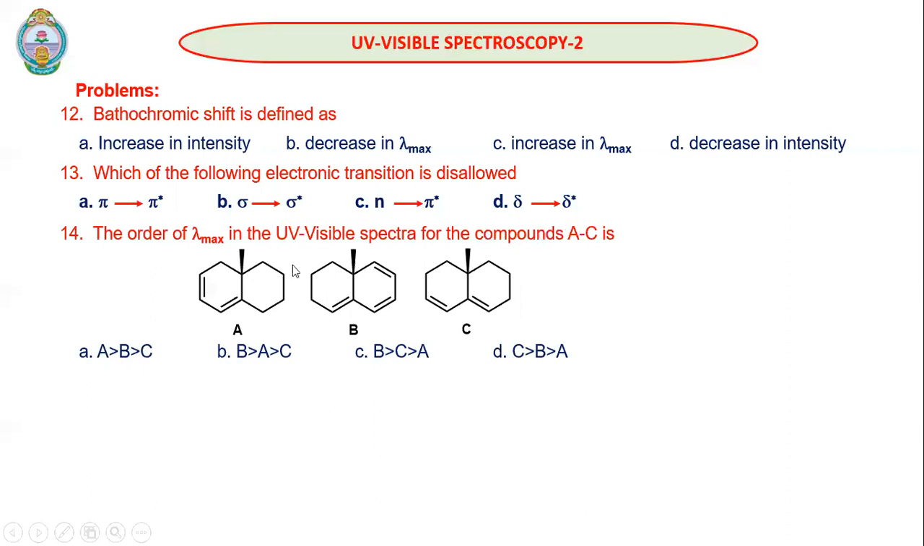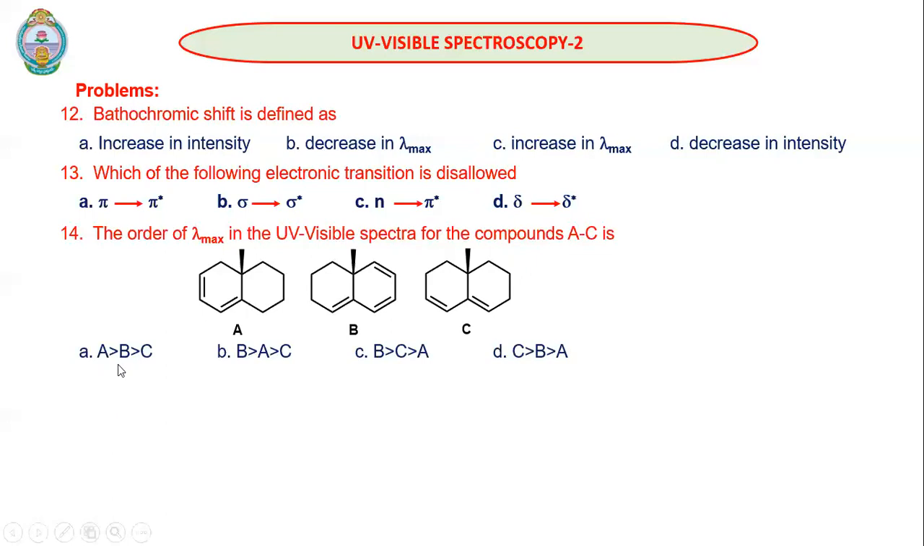Now compare the UV-visible absorption energies of these three compounds. It is very simple. We don't need to calculate all these values. See, this is a cisoid. This is again a cisoid. This is a transoid. The cisoid parent value is 253. The transoid parent value is 214. So this will have the lowest lambda value. So C must have the lowest lambda.